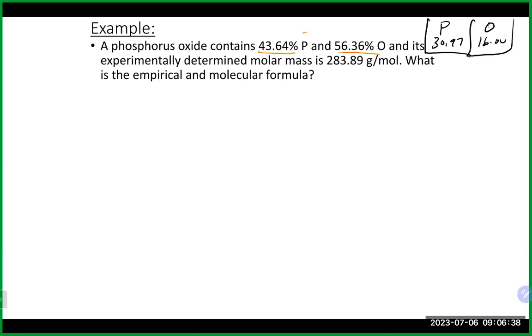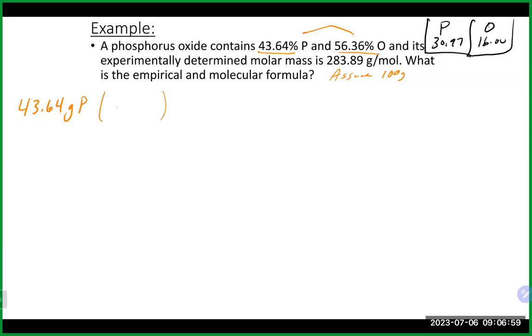Just a quick look at our percentages. We have about 100%, so that's good. Again, we're not missing anything along the way. Because of that, we could also just assume 100 grams, which will just turn our percentages into the same numbers of grams. So we would have 43.64 grams of phosphorus.